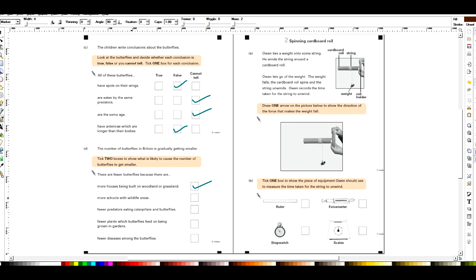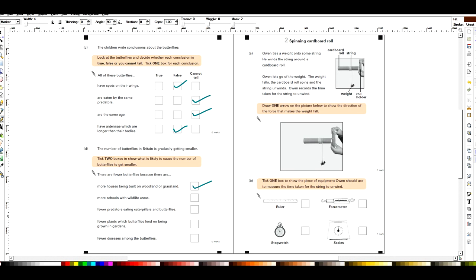Any other reasons why we can give for this? One more reason. More schools with wildlife areas. That's not true. Fewer predators eating caterpillars and butterflies. No, that's not really true either. But we have fewer diseases amongst the butterflies. We don't know that. So the only other feasible answer is fewer plants.